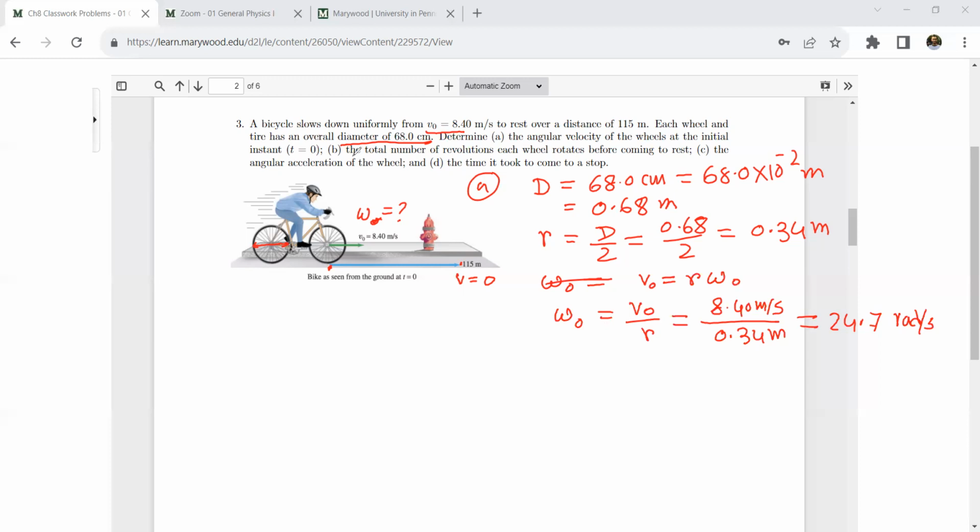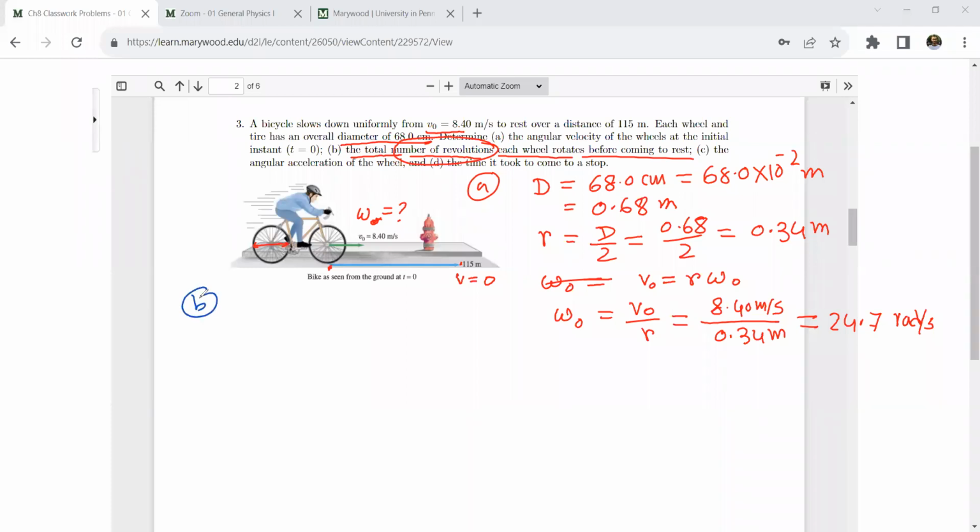The second one is the total number of revolutions each wheel rotates before coming to rest. Again, the number of revolutions means we first have to calculate theta, and then divide it by 2 pi to get the number of revolutions. Theta can be determined in many ways here, but the easiest way is this one.